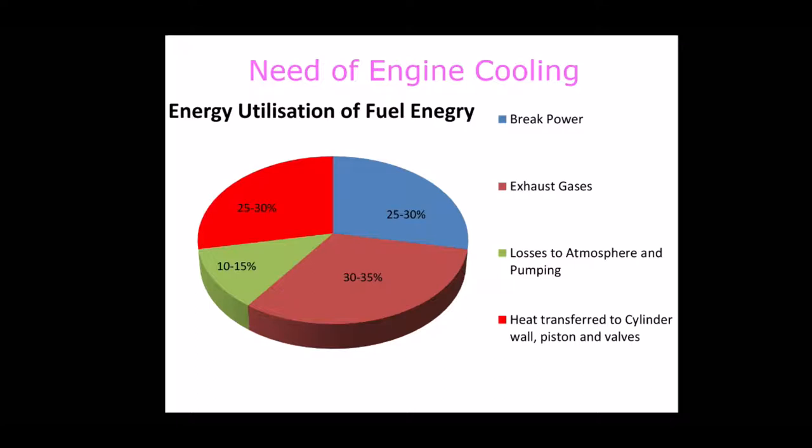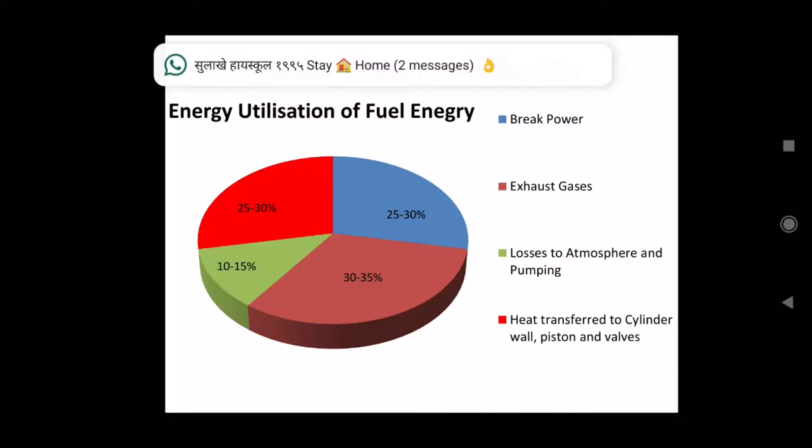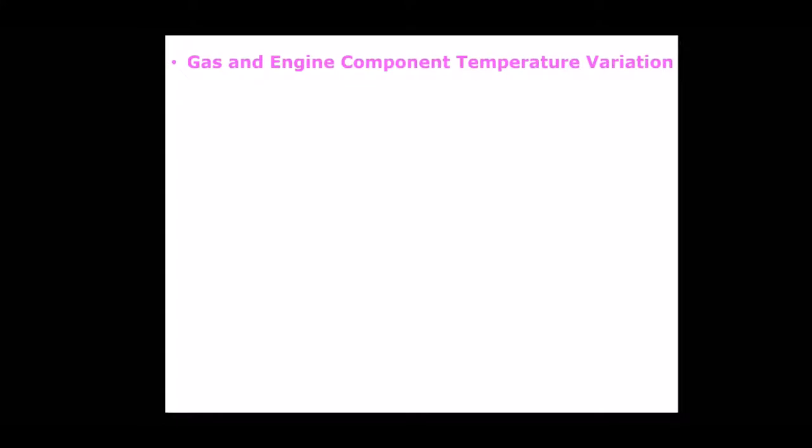You can see with this graph that near about 25 to 30% we get as brake power, while 30 to 35% goes to the exhaust gases, while 10 to 15% goes to the atmosphere, that is, convection and radiation from the engine surface, and the pumping losses are also included. The remaining 25 to 30% goes to the different components of the engine, that is the valve, piston and cylinder.